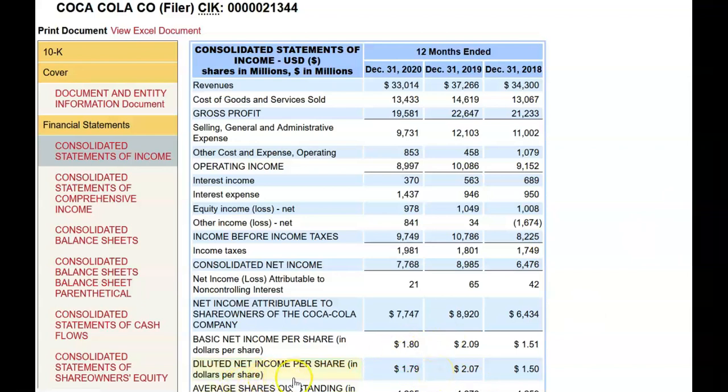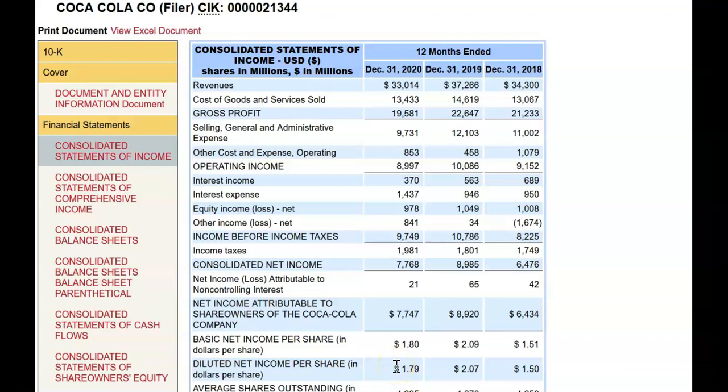Diluted earnings per share says, what's the worst case scenario for us common stockholders? The numerator is always going to be the same. It's just going to be your net income, in this case attributable to the common stockholders of the company. But then the denominator changes based on basic or diluted. Basic is the weighted average number of common shares outstanding. That's simple enough to calculate.